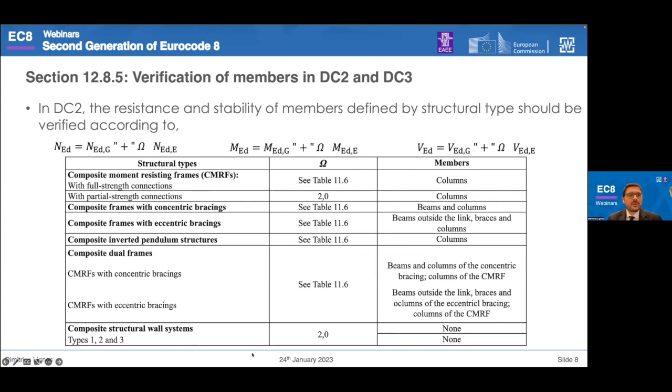And you have the omega factor here that generally is linked with chapter 11 and the inclusion of partial strength connections as well as composite structural wall systems, where the member that is primarily verified would mostly be columns. And this is very important, especially if you consider that in DC2, there is no capacity design at the joint as it used to be done before in DCM. The overstrength factors range from, I would say, around 1.5 to about 2. And these values are consistent based on some system level studies that we've done within working group 2 as well as elsewhere.